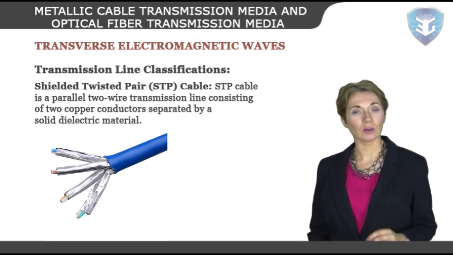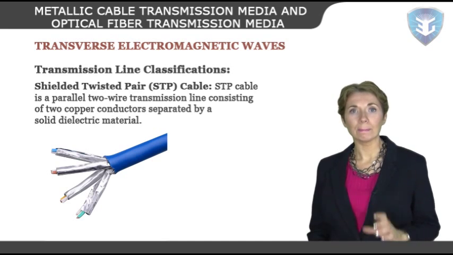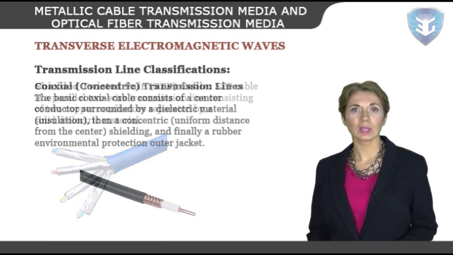Shielded twisted pair, or STP cable. STP cable is a parallel two-wire transmission line consisting of two copper conductors separated by a solid dielectric material. The wires and dielectric are enclosed in a conductive metal sleeve called a foil. If the sleeve is woven into a mesh, it's called braid.